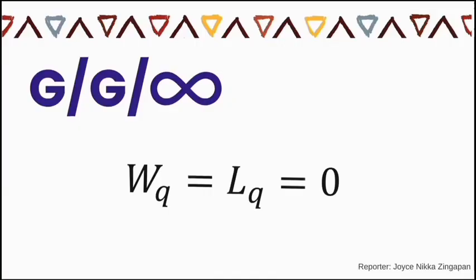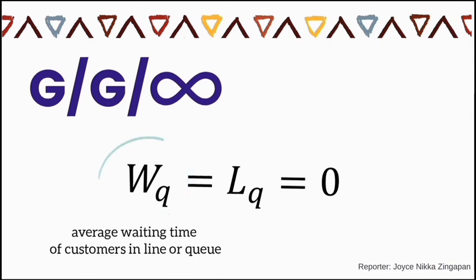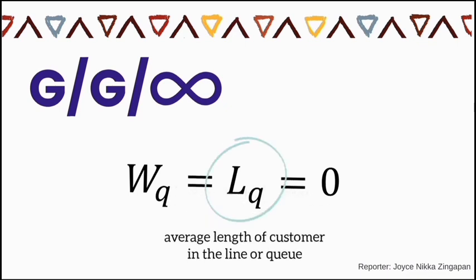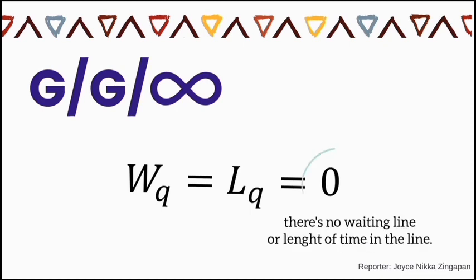So now let's take a look at its equations, which are Wq = Lq = 0. Wq stands for the average waiting time of customers in the line, while Lq is the average length of customers in the line or queue, and 0 means there is no waiting time or length of customers in the line.